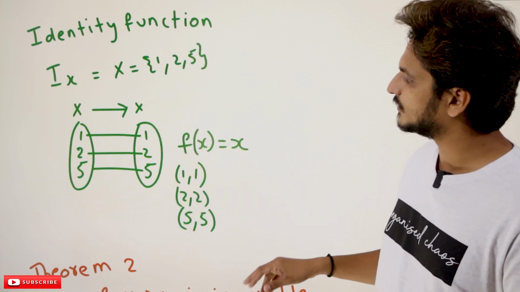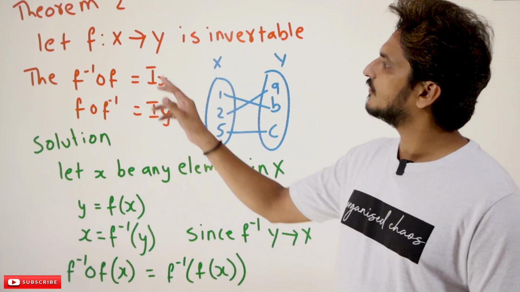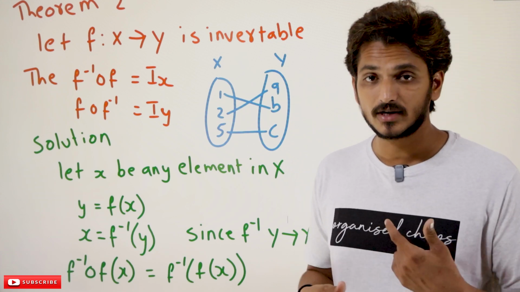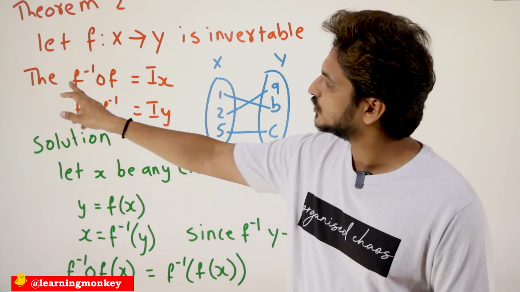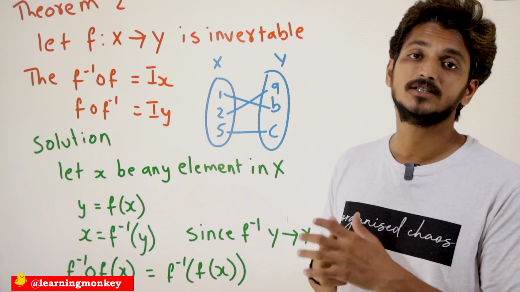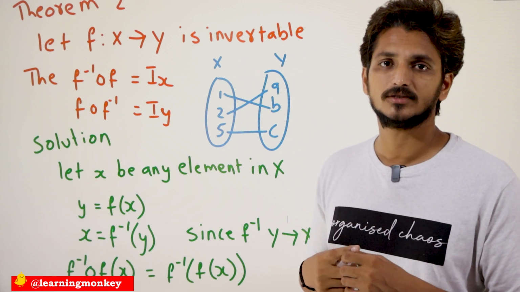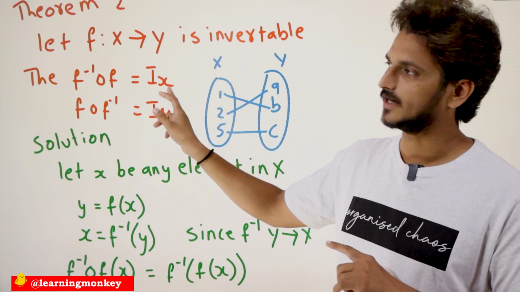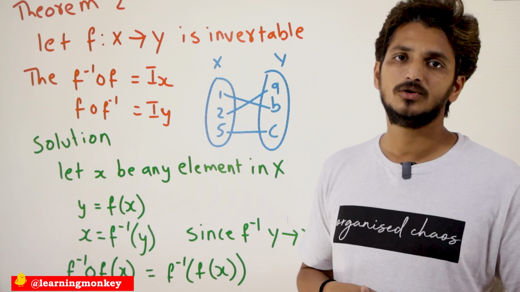We are going to use this concept of identity function in the next theorem. So the theorem says: let f from X to Y be an invertible function, means it is a 1-to-1 function and an onto function. If it is invertible, then we need to show that f inverse of f is equal to I_X. I_X means identity function on X, X maps to X again. So f inverse circle f, the composition, is equal to I_X. Similarly, f of f inverse is equal to I_Y. This is what we need to show.